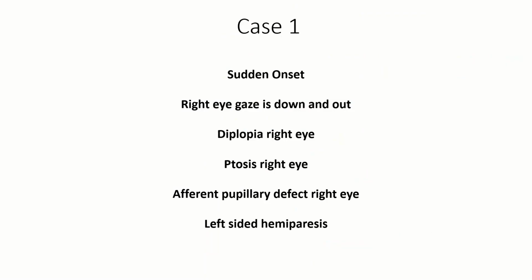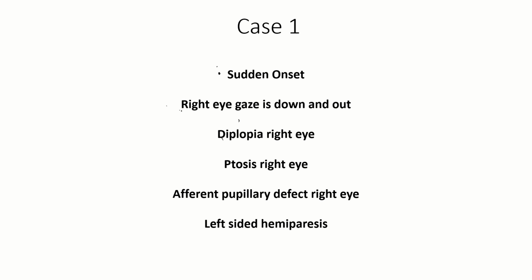All right, so let's do some cases. Case 1, and I want you guys to test yourself and try to localize where you think this lesion is. So it's sudden onset, and things that are such sudden onset in medicine are usually vascular things like strokes, electrical things like seizures, arrhythmias, as well as rupture or blockage of internal organs. In this case, it's a stroke.